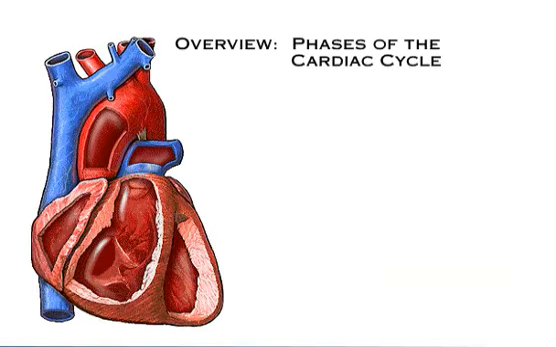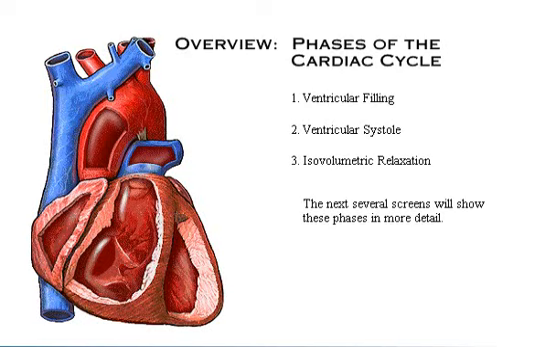The three phases of the cardiac cycle are ventricular filling, which occurs during mid to late diastole, ventricular systole, which includes isovolumetric contraction and ventricular ejection, and isovolumetric relaxation, which occurs during early diastole. Click the illustration to see the left side of the heart.